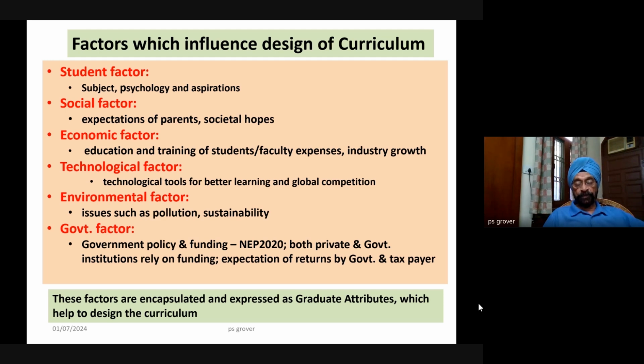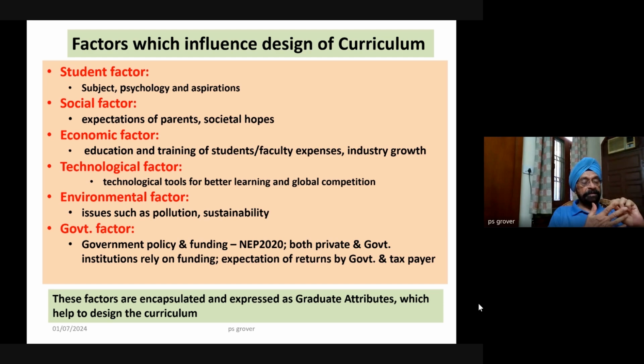What kind of engineering program should it be? Should it not address the issues of sustainability? Should it not address the issues of pollution? Government factor: government policy and funding. The NEP 2020, both private and government institutions rely on funding, expectations of return by the government and taxpayer. So please appreciate that these are the factors which any institution has to keep in mind for designing the curriculum of the various programs that it has.